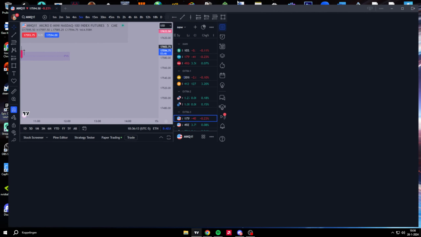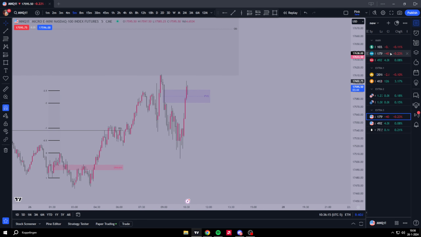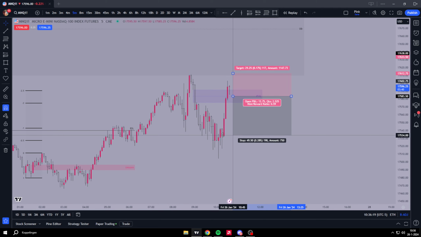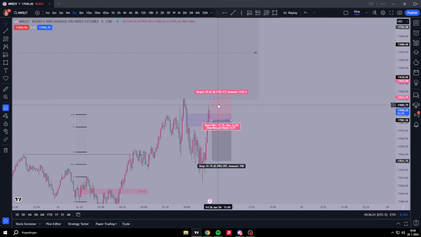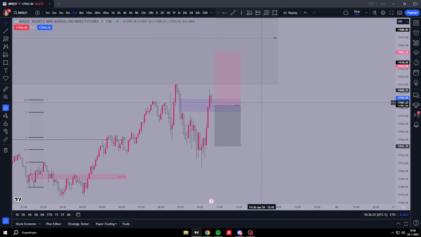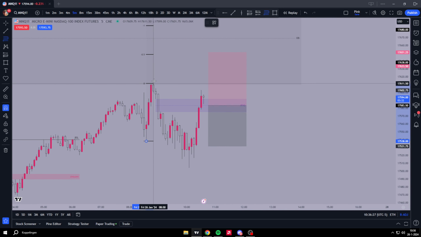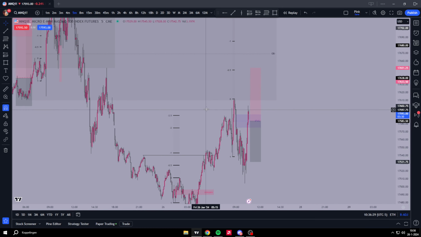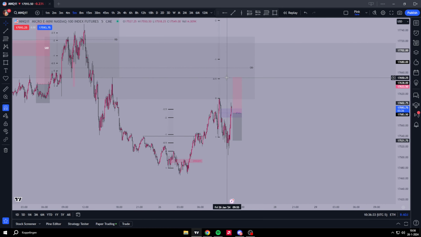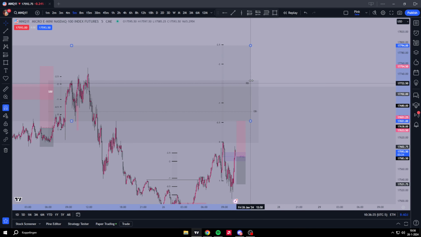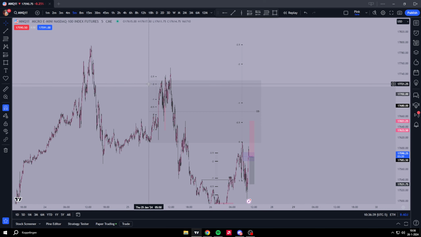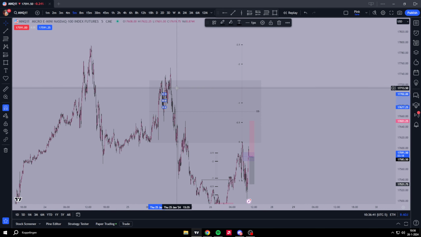Let's mark this out. All right, so let's mark this out. There would be our entry, there would be our stop. There would be our first target, just a 1-to-1. There would be our first standard deviation, bringing us somewhere around the mean threshold. Oh, let's remove that. That's old. That's old. That's old.